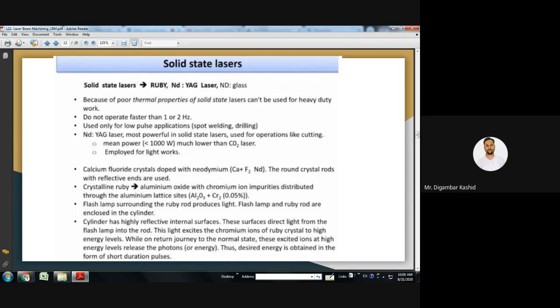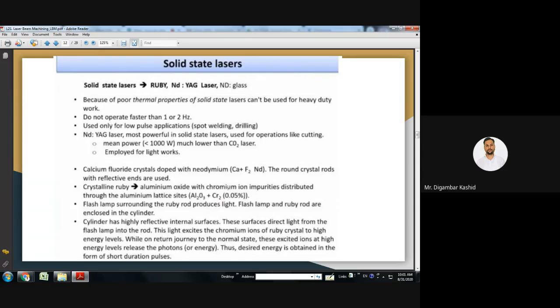Solid state lasers are like ruby, then Nd:YAG. Last time I told you about the ruby, which is a crystal type, then the Nd:YAG laser. Ruby laser is a solid state laser, then Nd:YAG laser, then Nd glass laser. So these are the three different kinds of solid state lasers.